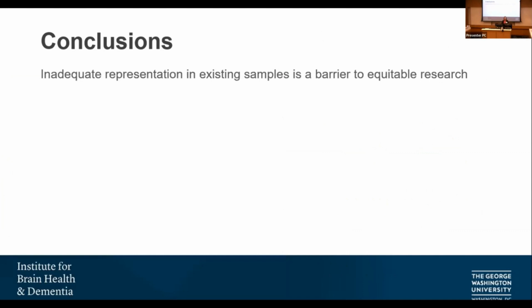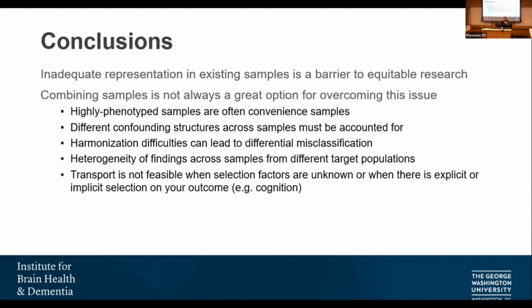So a couple of conclusions for you. Inadequate representation in existing samples is a barrier to equitable research. And combining samples is not always the best option for overcoming this issue, right? Highly phenotyped samples are often convenient samples. Different confounding structures are potentially interesting. Harmonization difficulties can lead to differential misclassification. There's heterogeneity of findings across samples from different target populations.